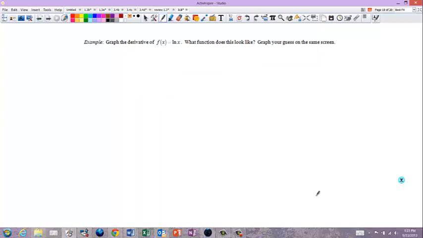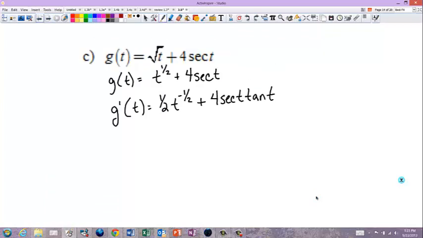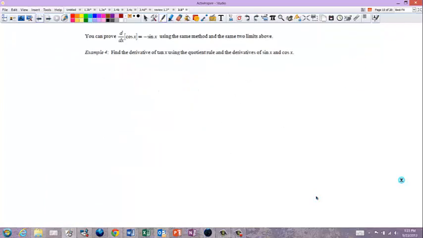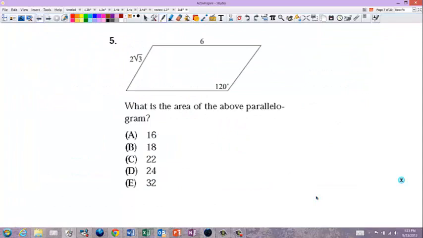And graph the derivative of natural log of x. Oh, we can't do that on our calculator. We can't do this yet. Or that. And that concludes this lesson. We'll come back to those a little later. And I don't know why I'm flipping through here. Stopping.